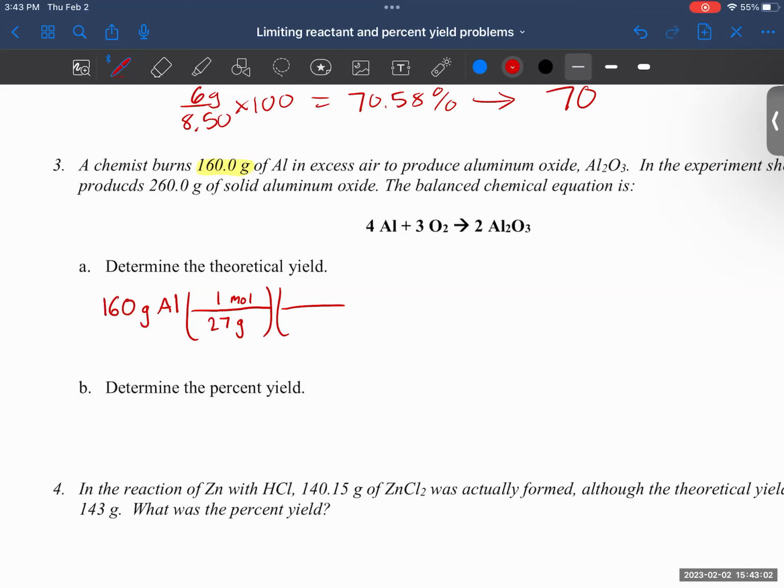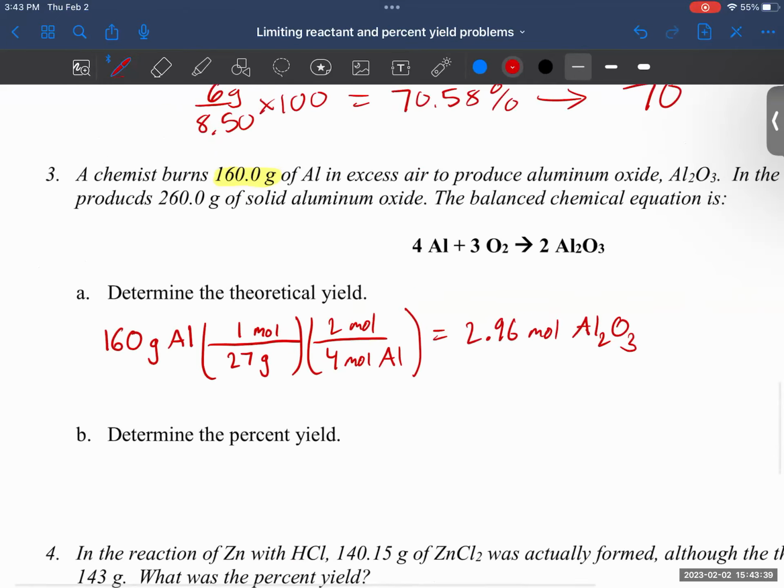All right, we need to determine our theoretical yield. We only have 1 product, so that makes our lives easier. For every 4 moles of aluminum, we have 2 moles of aluminum oxide. So if we solve this out, we do 160 divided by 27 times 2 divided by 4, and we get 2.96 moles of aluminum oxide. Is this legible so far? Y'all read this? Very good.